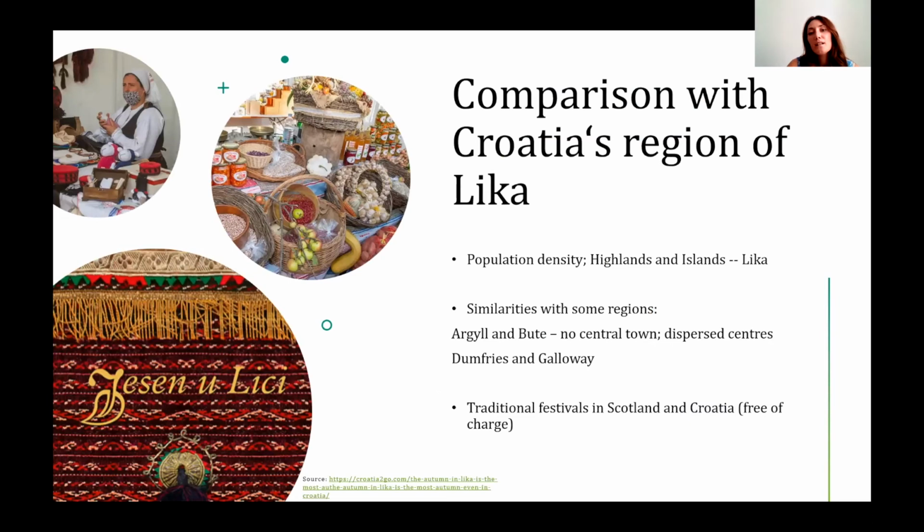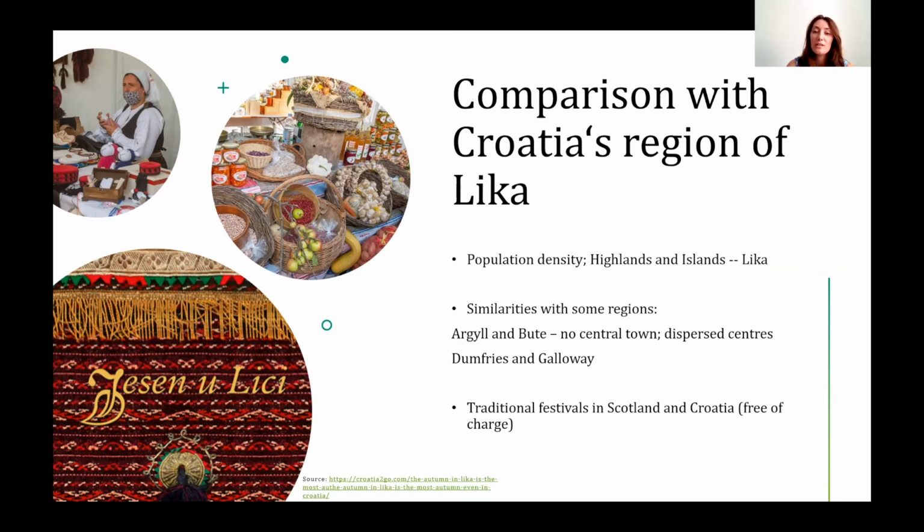Thinking about how I could compare Croatia's region of Lika with Scotland, I checked one of the first facts, population density, and it turned out that it's the same for the area of Highlands and Islands and Lika: 8 persons per square kilometer. But that's not the only similarity between these regions.